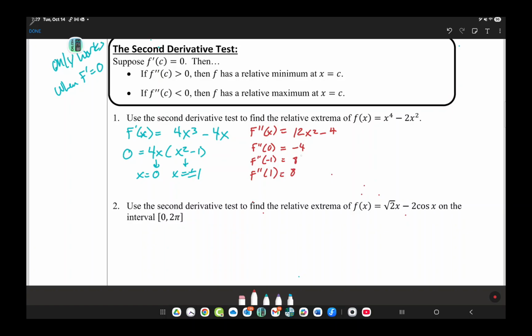Now, being that f double prime of 0 is less than 0, is negative, this is going to be a local max. Okay, now let me phrase that, because a lot of people get stuck with the fact that, well, it's negative, it should be a minimum. The thing is, because it's negative, this is concave down. So if you think about it, because it's negative, it's concave down, what kind of point am I going to have? I'm going to have a local max. Okay. Now, because these are both positive, these are both going to be concave up, which means I'm going to have a local minimum value.